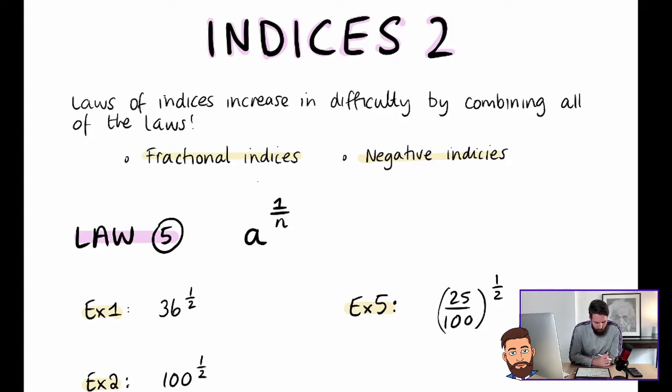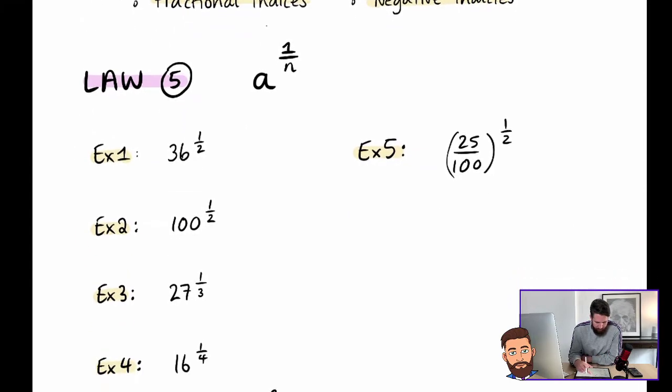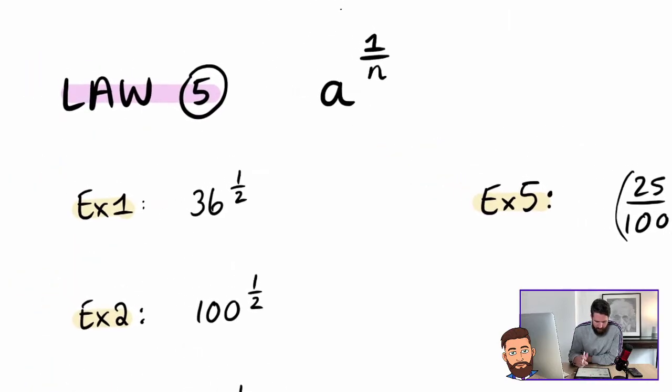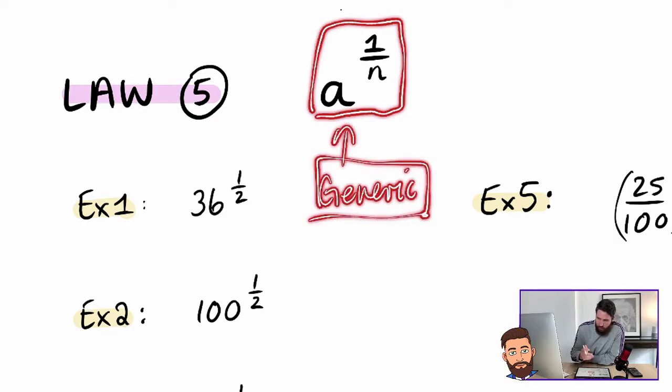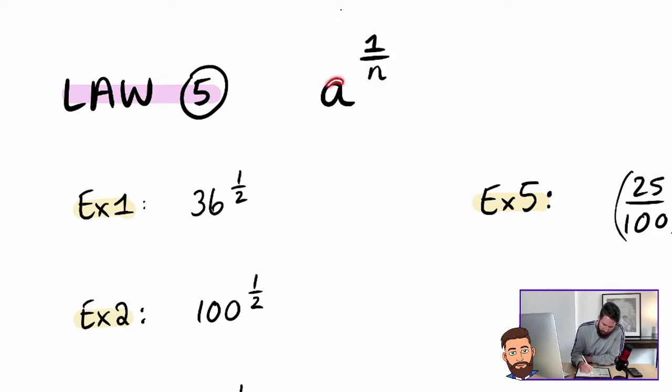So the next law that you need to know, law 5, is a to the power 1 over n. So a to a fractional power. And remember, this here is just a generic way to write the rule, okay? It's so you can apply it to anything. Some number a, or even a letter, something raised to the power of a fraction, where you've got 1 over some integer. The law states this.